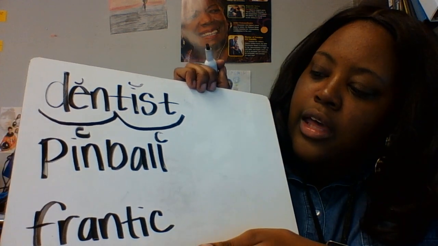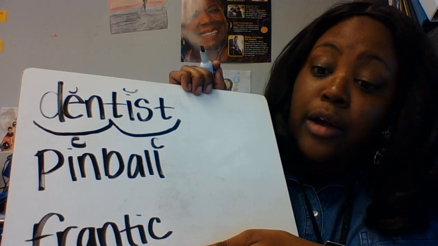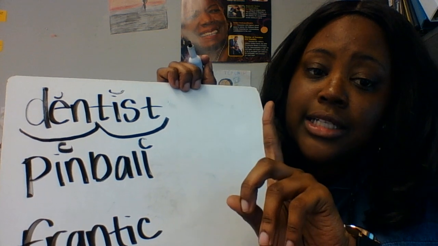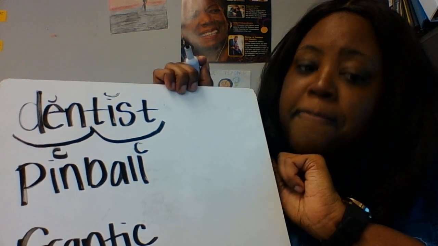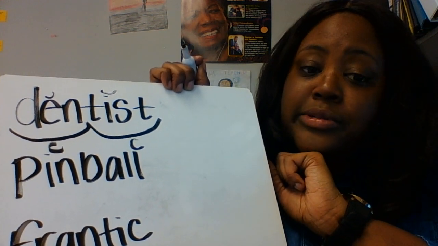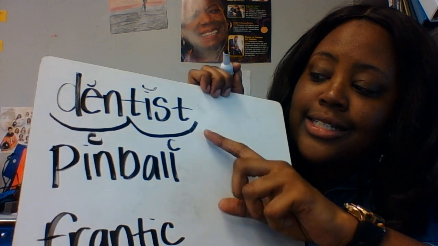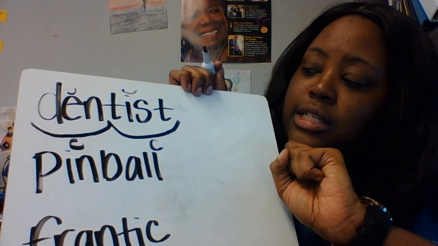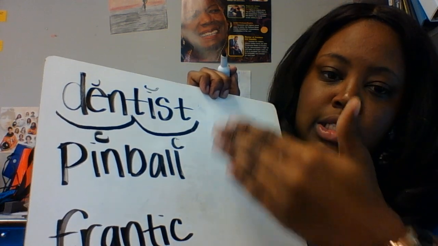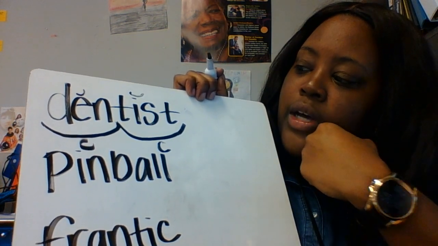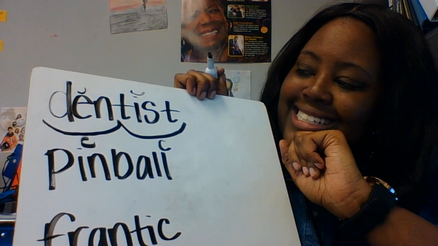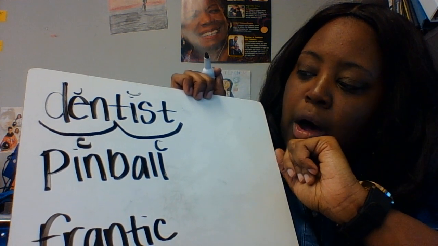So, if a word like rapid has one consonant in between the two vowels, that consonant goes with the first syllable to keep it closed. If a word like dentist has two consonants in between the vowels, you split in the middle of those two consonants. Dentist. Let's look at pinball.